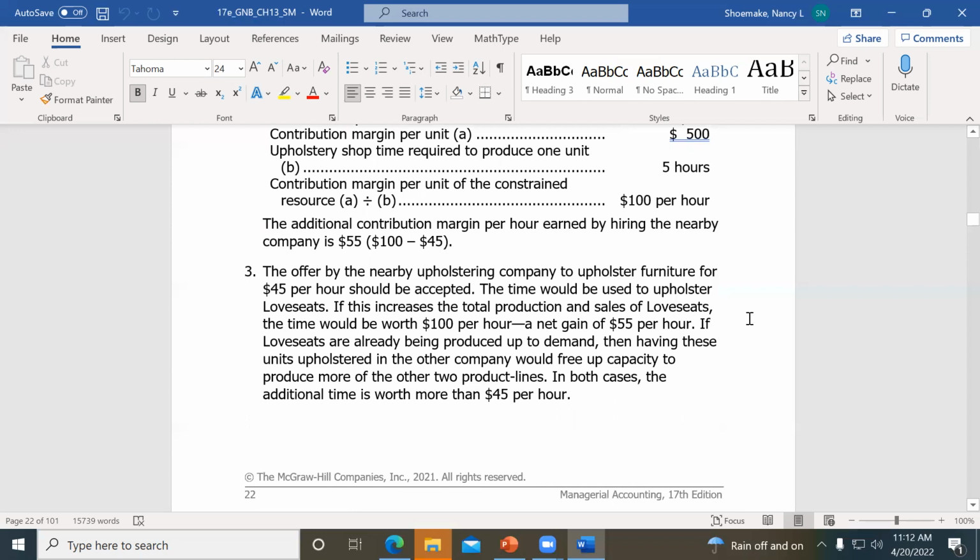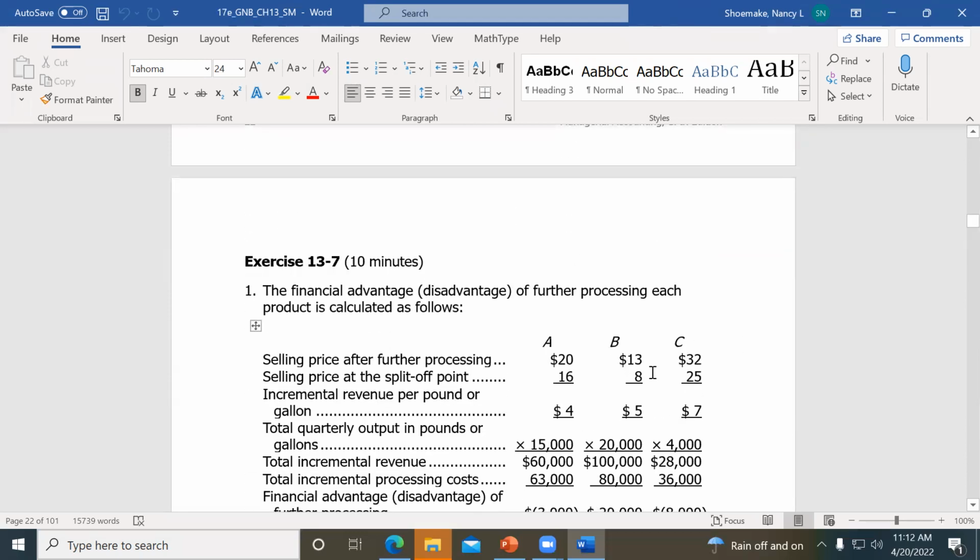They should accept the offer. The time would be used to upholster love seats. If this increases the total production and sale of love seats, the time would be worth $100 per hour, which is a net gain of $55 per hour. Okay? Let's look at the homework, guys.